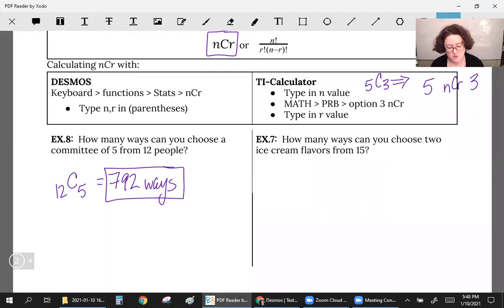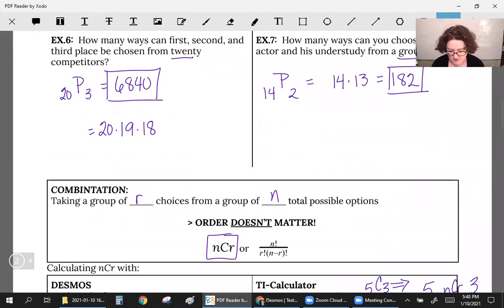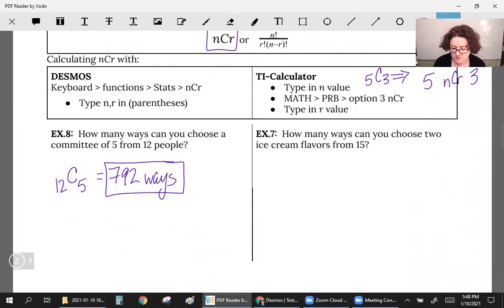Alrighty, example 7, which apparently I didn't renumber very well. That should be example 9. I will update that on my printed copy. How many ways can you choose 2 ice cream flavors from 15? Does the order matter on this? Well, they're going to go in the same bowl or the same cone. So 15 choose 2. Typing it in the calculator exactly the way it looks should spit out 105 choices.